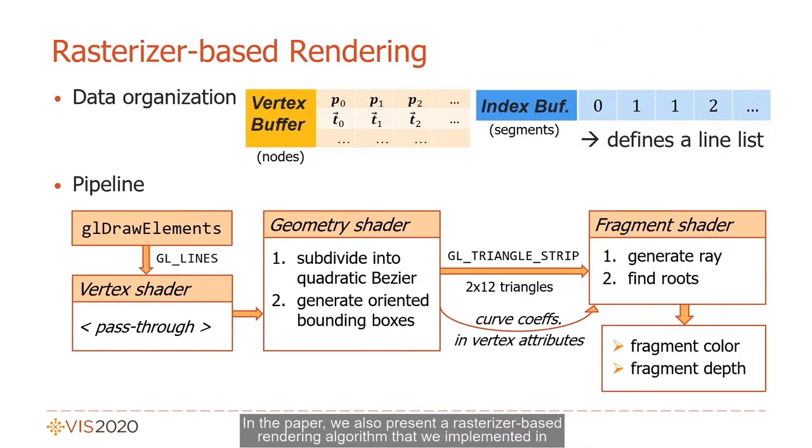In the paper, we also present a rasterizer-based rendering algorithm that we implemented in OpenGL, which I will just very briefly summarize here. Basically, we organize node and segment data into a vertex and index buffer respectively for use with the rasterization pipeline.